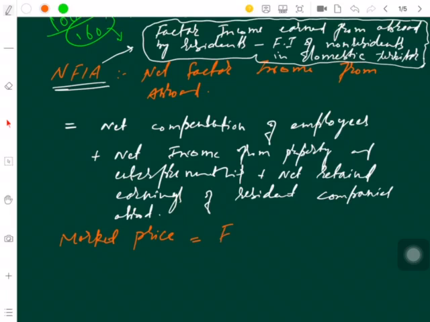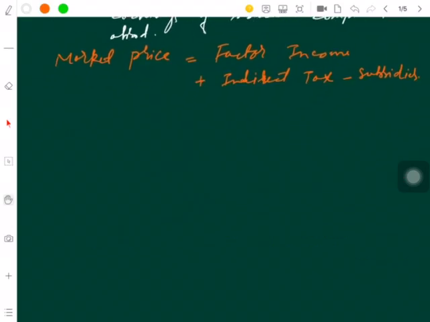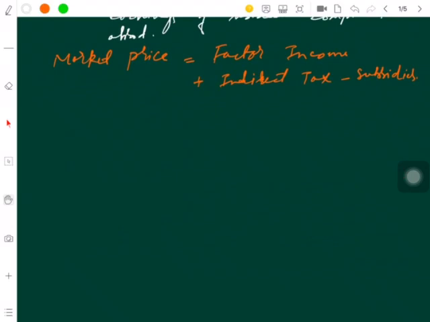So it will be equal to factor incomes plus the indirect taxes, minus subsidies. And you all know what factor incomes are now. At this moment you are well aware of factor incomes. I'll demonstrate an example for it.